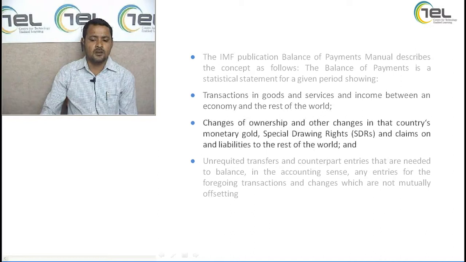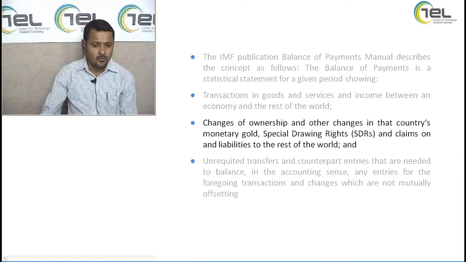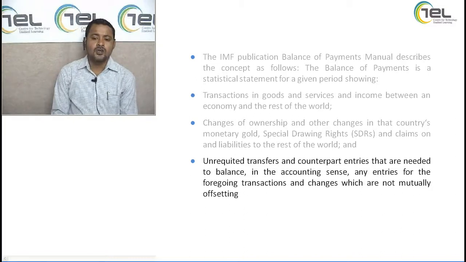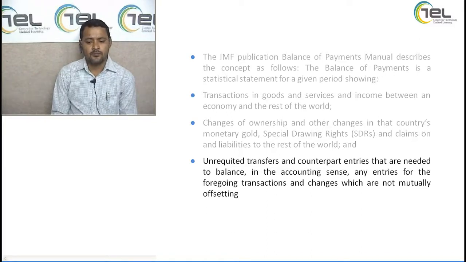Changes of ownership and other things in that country's monetary gold, special drawing rights which are reserved with the International Monetary Fund, and claims on liabilities to the rest of the world. The unrequited transfers, that is the unilateral transfers, and counterpart entries that are needed to balance in the accounting sense, because the total amount of debit must be equal to the total amount of credit in all senses all the time. So the entries for the foregoing transactions and changes which are not mutually offsetting are also includable in balance of payment. We are going to discuss all those items, all those accounts one by one.